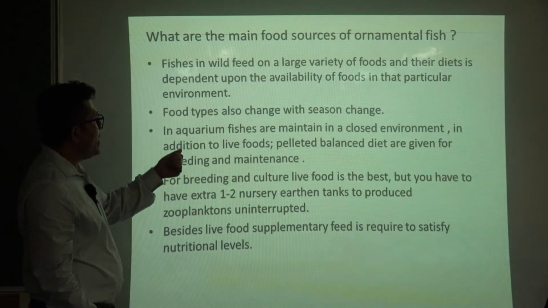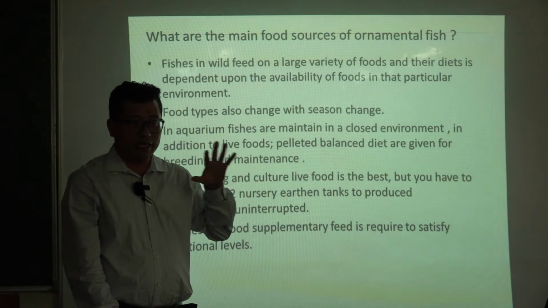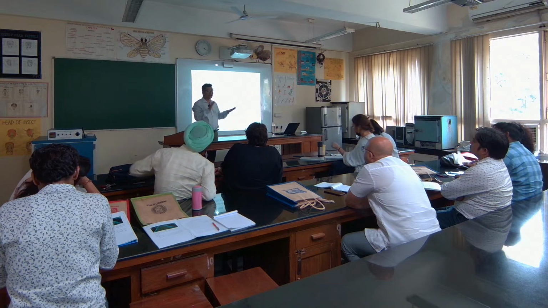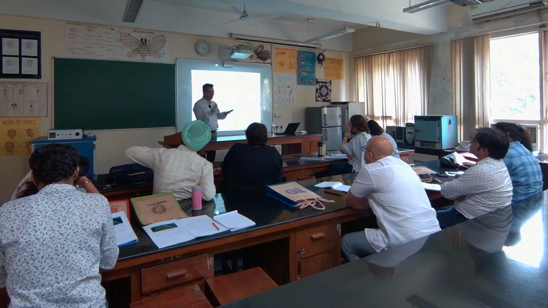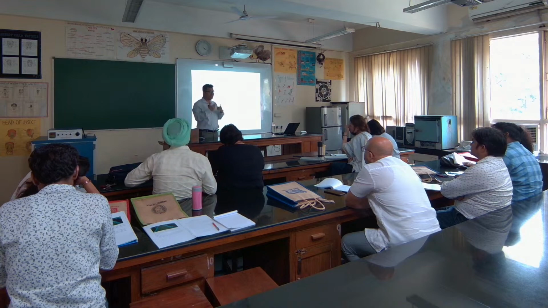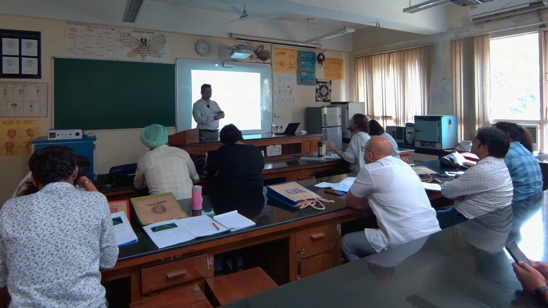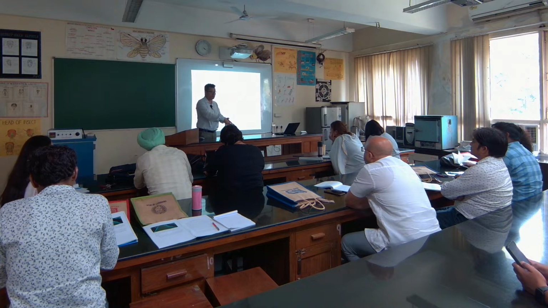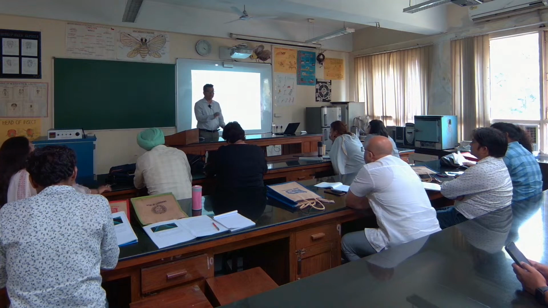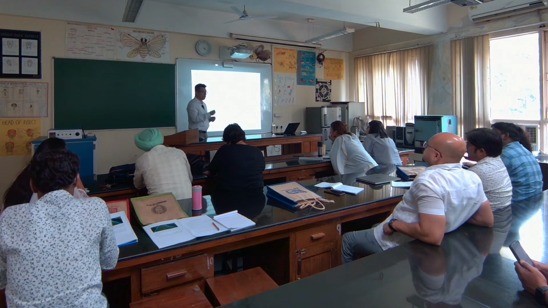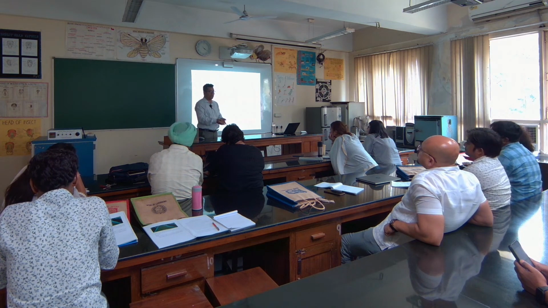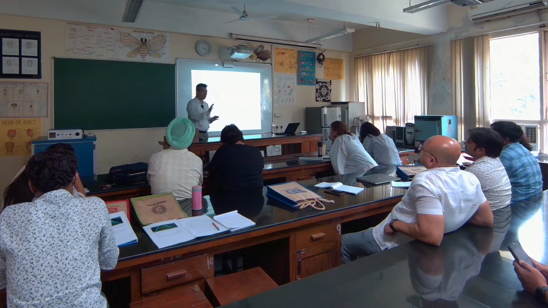Now, food type also changes with the seasons. For example, when you are culturing fishes in natural conditions, don't feed on rainy days. Minimize it, because as the temperature goes down, they don't feel like eating. If you feed them at that time, a lot of food will be deposited on the floor, underwater, and will start decomposing. That will lead to an increase in the ammonia level, which can reduce the oxygen level. So these things can happen. During the rain, you don't need to feed.